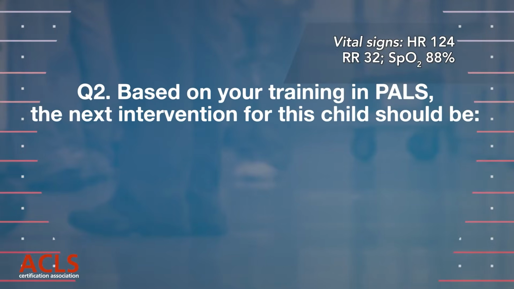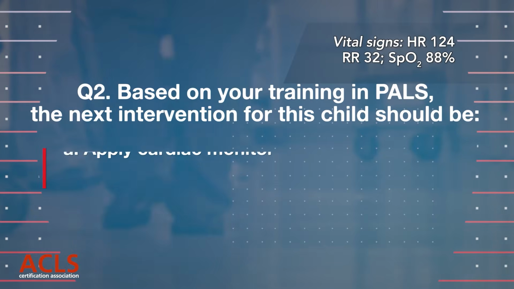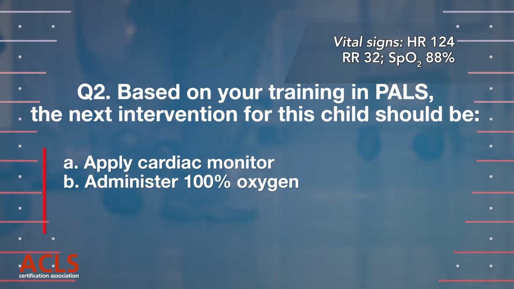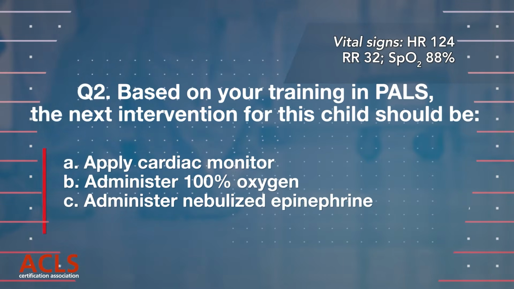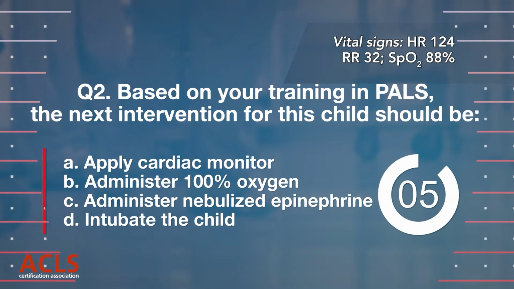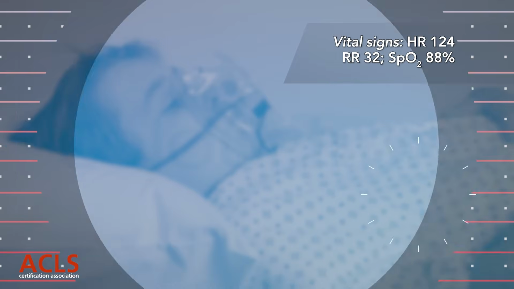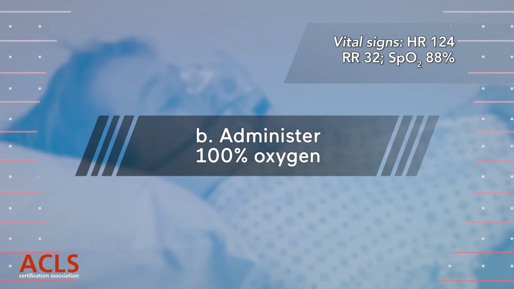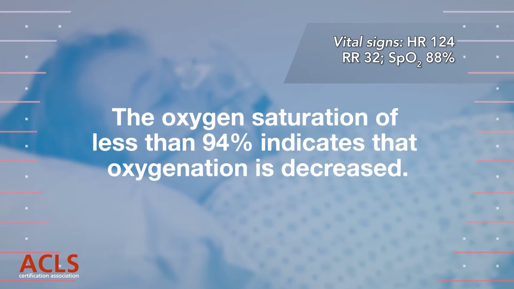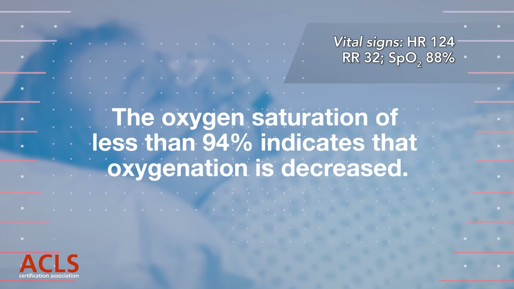2. Based on your training in PALS, the next intervention for this child should be A. Apply cardiac monitor. B. Administer 100% oxygen. C. Administer nebulized epinephrine. D. Intubate the child. Correct answer, B. Administer 100% oxygen. The oxygen saturation of less than 94% indicates that oxygenation is decreased.